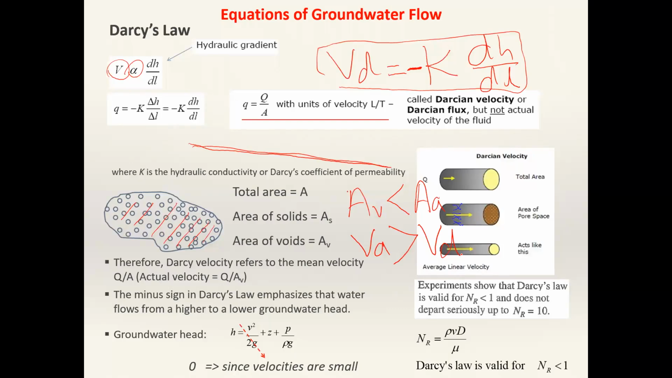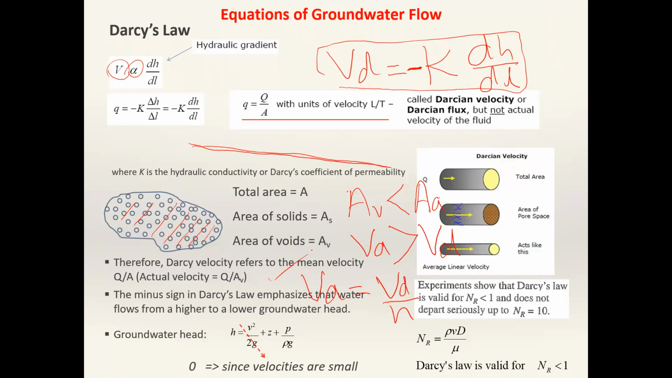So the relation between them is that the actual velocity is equal to the Darcy velocity divided by the porosity. Porosity is less than 1, right? Therefore, the actual velocity is larger than the Darcy velocity. Okay, so I hope it is clear, the difference between the actual velocity and the Darcy velocity.